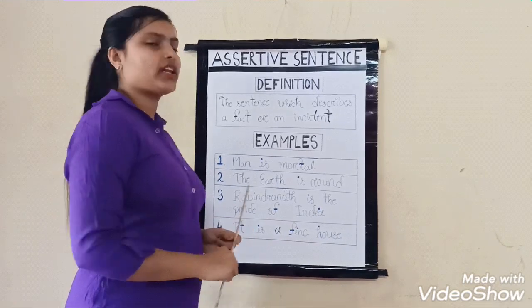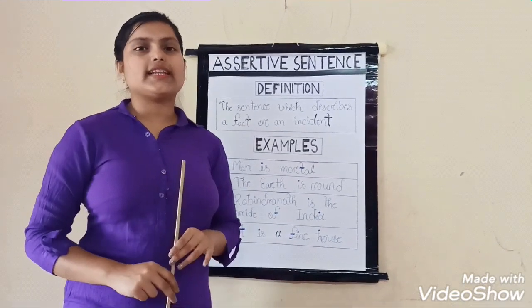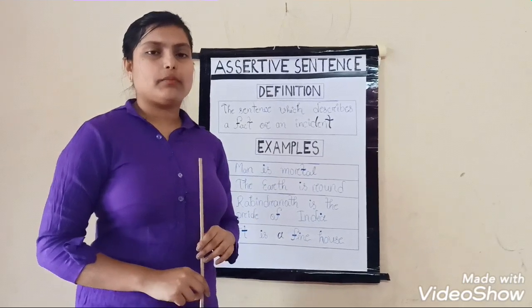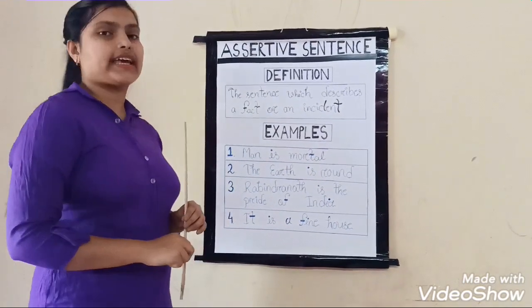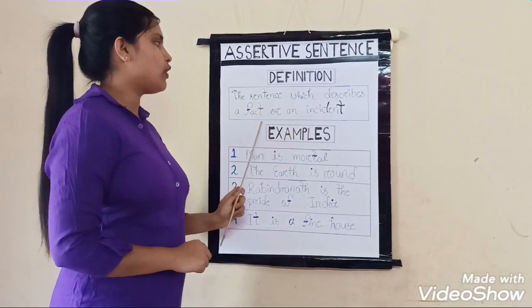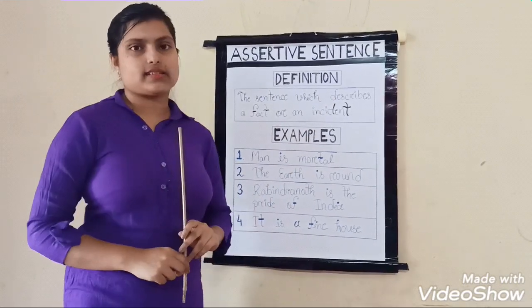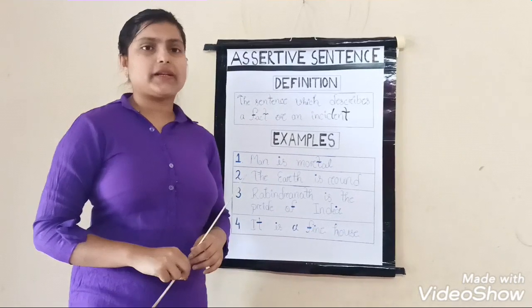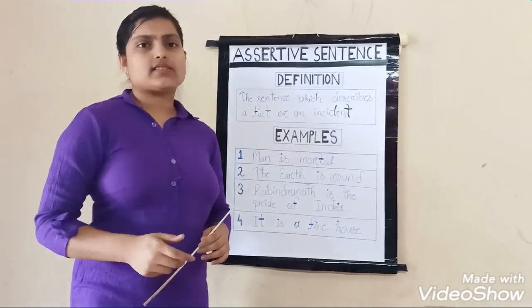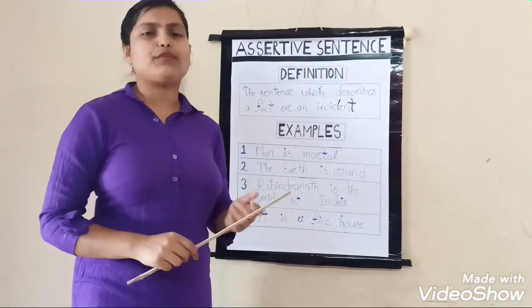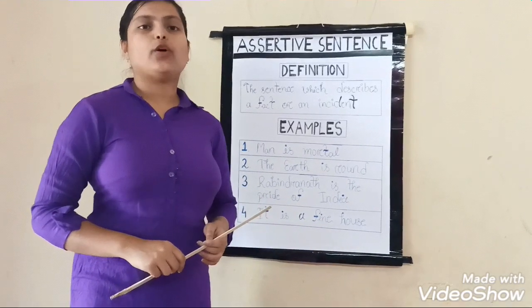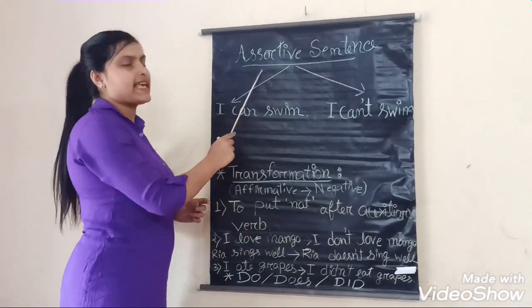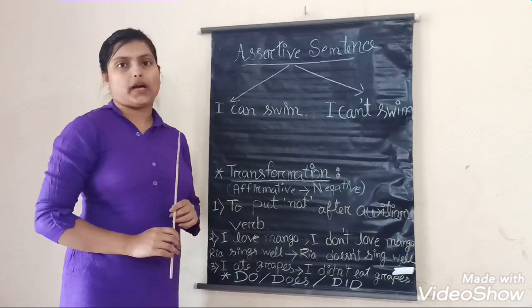After reading these examples, we can easily understand that an assertive sentence is just a sentence which describes a fact or an incident. Means the sentence that is explaining nothing else, only a simple fact or a simple incident, will be your assertive sentence. We can divide the assertive sentences into 2 parts.